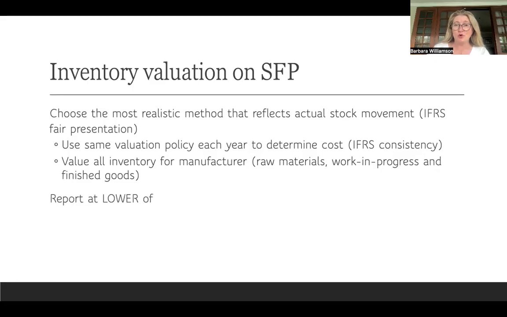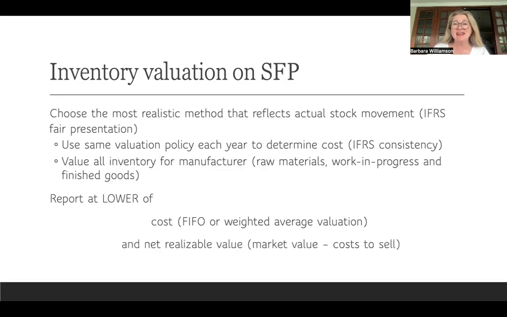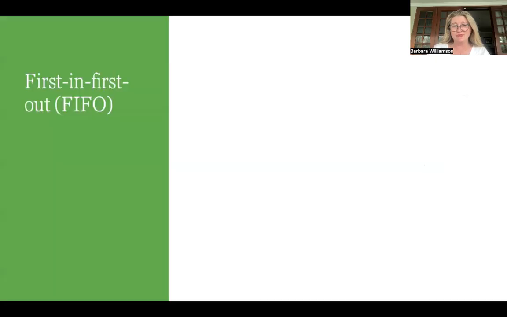Once you've worked out what you think the actual cost was, most probably, you then need to also consider how much could you actually sell this item for? And then you're going to report in the financial statement at the lower of the cost, which is either FIFO or weighted average, depending on which valuation method you used, compared to the net realizable value. In other words, what you can sell it for, less any costs that you would need to incur to sell it. The lower amount is the amount that you would actually use.